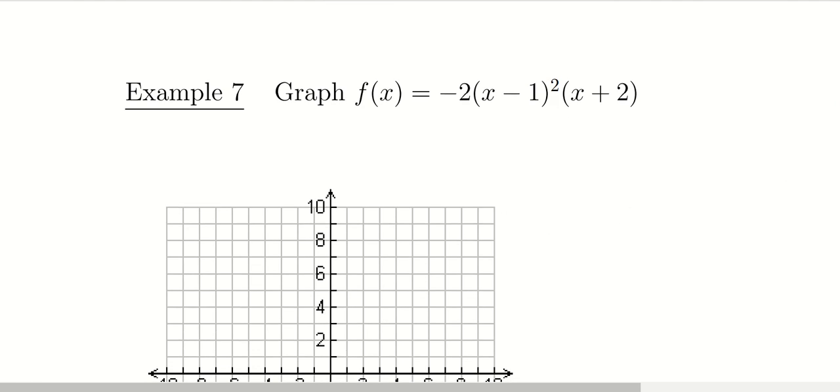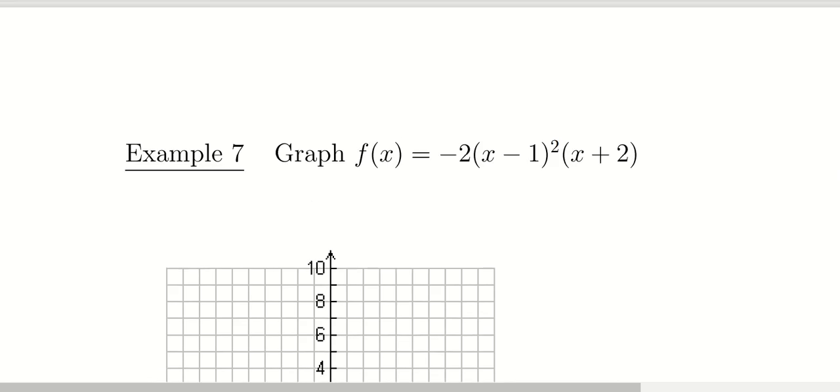Let's take a look at the next one. In example 7, we have the graph of f of x equals negative 2 times (x minus 1) squared times (x plus 2). Let's do it the same way. Let's start off with the end behavior. Now this function is presented in factored form.